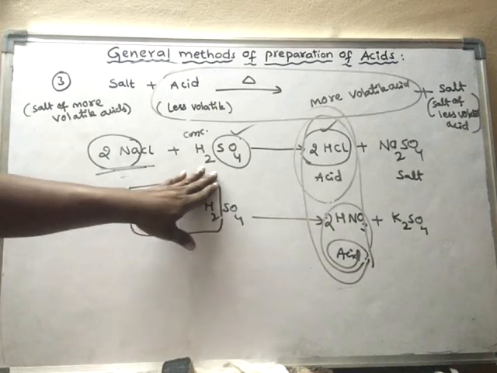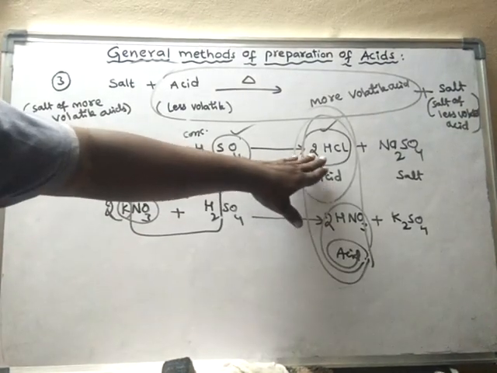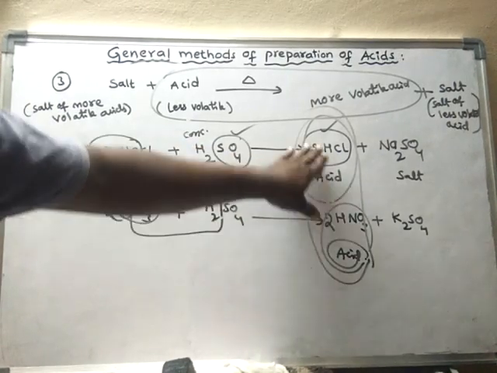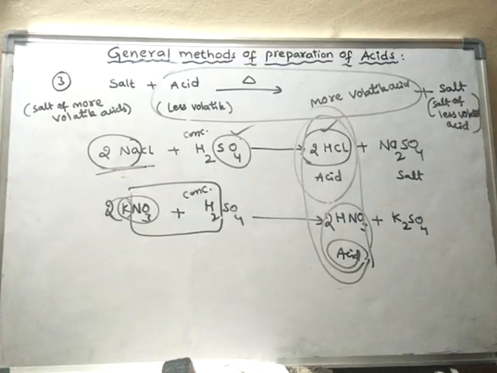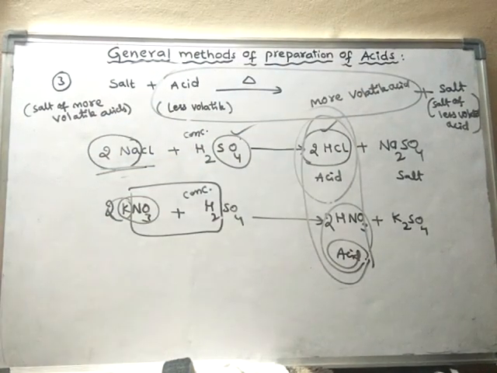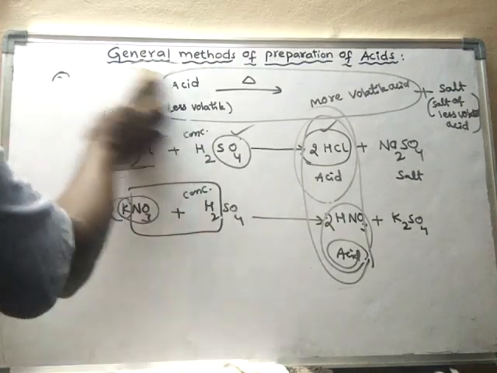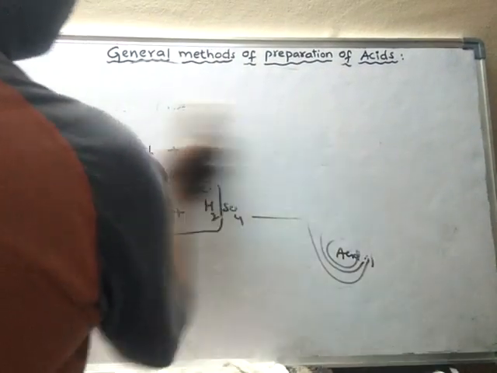Here generally sulfuric acid cannot evaporate easily, whereas acids like HCl and HNO3 can easily evaporate, hence they are said to be more volatile acids. So this is the third method of preparation of acids. Now let us learn about the fourth method of preparation of acids.